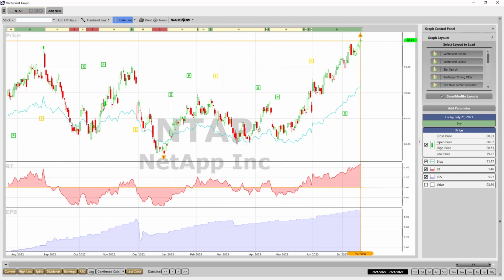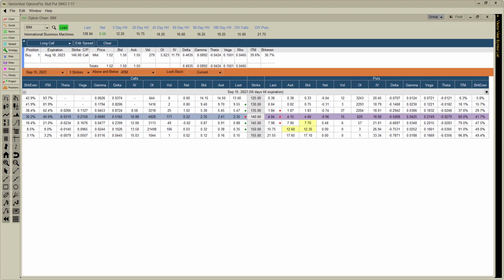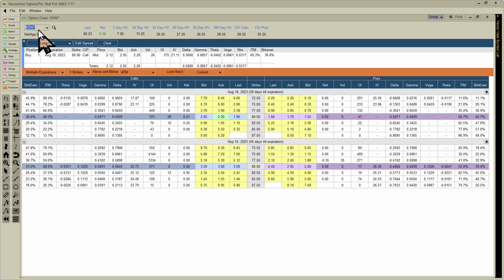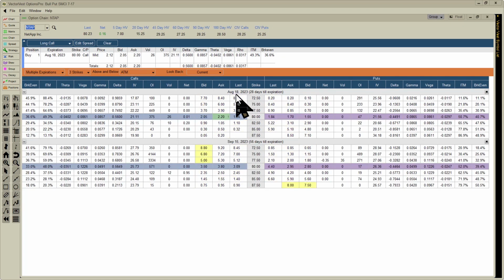So I'll go back to my Options Pro software. And again, this is something that you can certainly do in your broker as well. So I'm going to type in NTAP. This is now the option chain for NTAP. If I take a look, I've got an August option at 28, a September at 56 days. I'm simply going to use the September 56-day option.